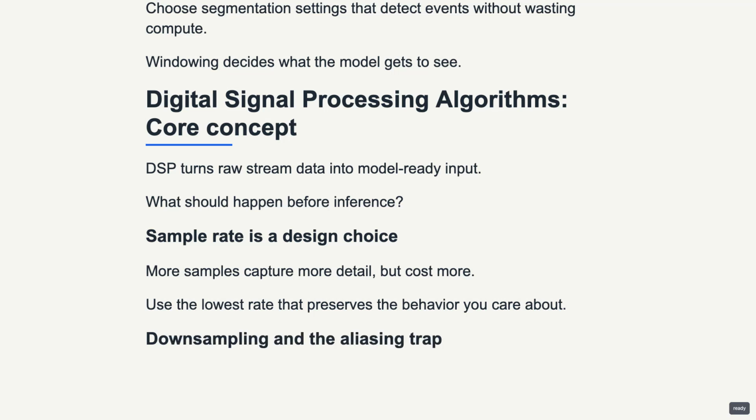Downsampling reduces the amount of data, which is attractive on constrained hardware, but it has to be done carefully. The main danger is aliasing, where fast changes get misread as slower ones after the rate is reduced.